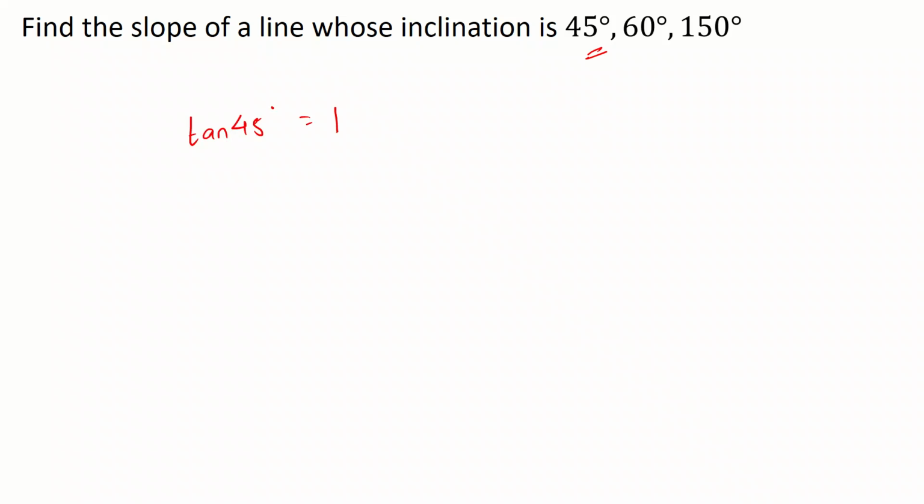Slope for the line whose inclination is 60 degrees will be tan 60 degrees. And slope of the line whose inclination is 150 degrees will be tan 150 degree. You have to find out the values.